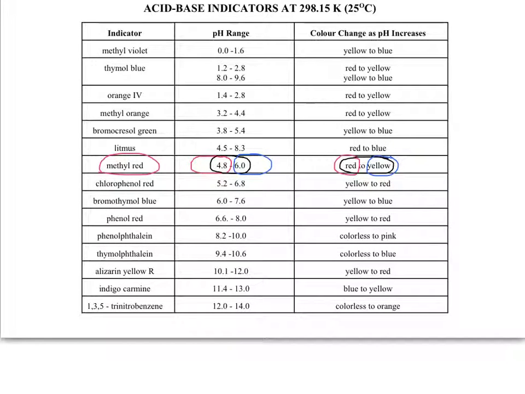Therefore, if I start with a solution that's very high in acidity, and using methyl red as an indicator, it will appear red. As I get closer and closer to the equivalence point, and I actually reach the equivalence point between 4.8 and 6, it will be orange. And from 6.0 on to 14, it will look only yellow. This is how you read the acid-base indicators table.